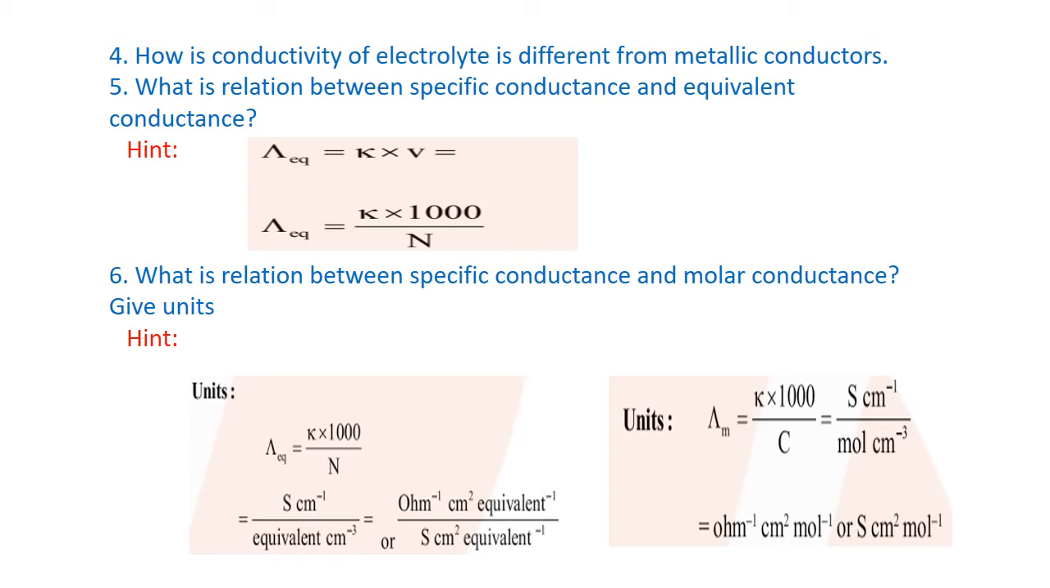Question number 5, what is the relation between specific conductance and equivalent conductance? So relation is given. Equivalent conductance is equal to conductivity multiplied by volume. Volume means containing solution equal to 1 gram equivalent weight in the solution. 6, what is the relation between specific conductance and molar conductance? And the relation is given by the formula. You have to learn this formula and you can also learn the units of equivalent conductance and molar conductance.